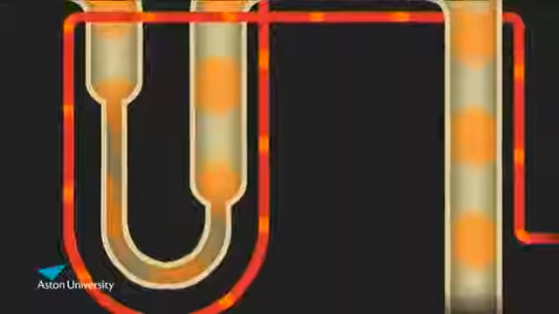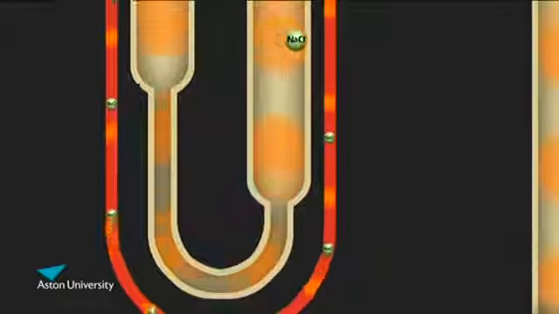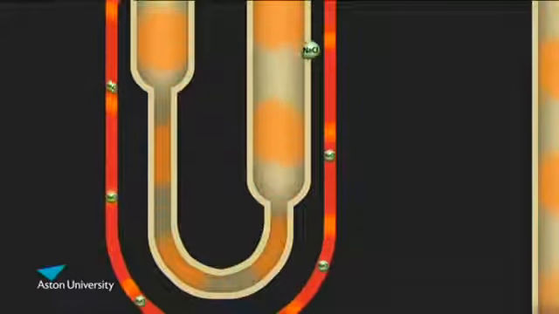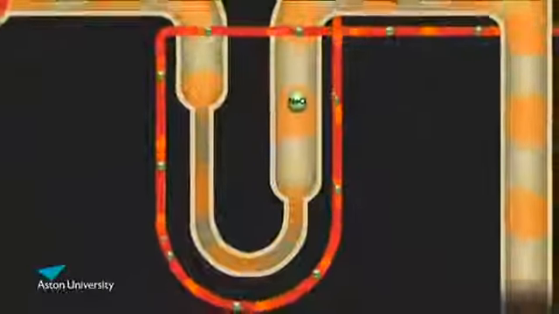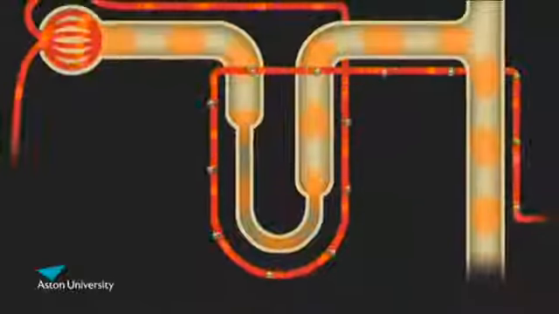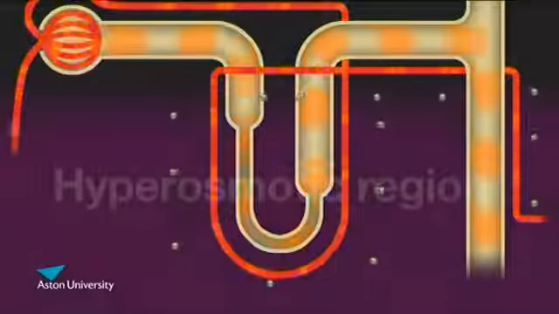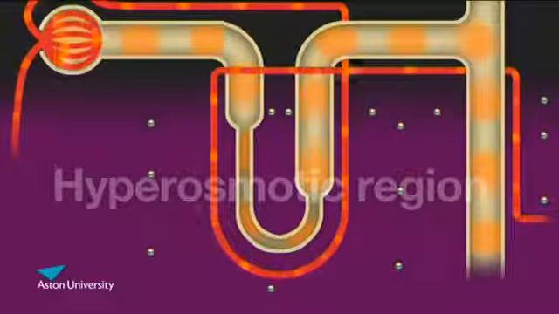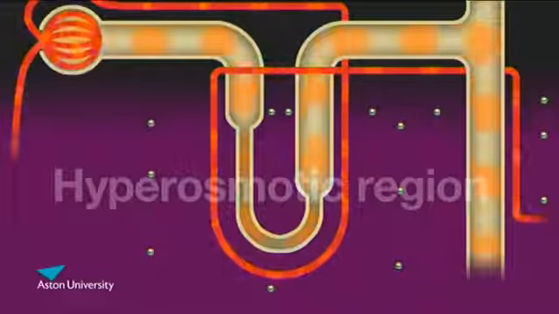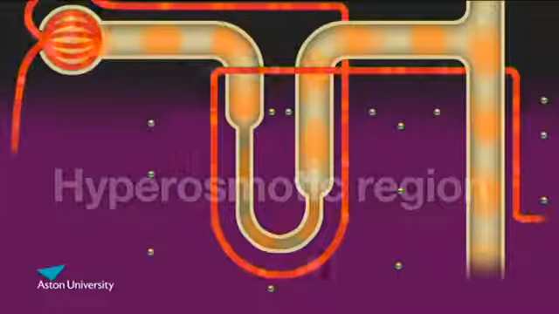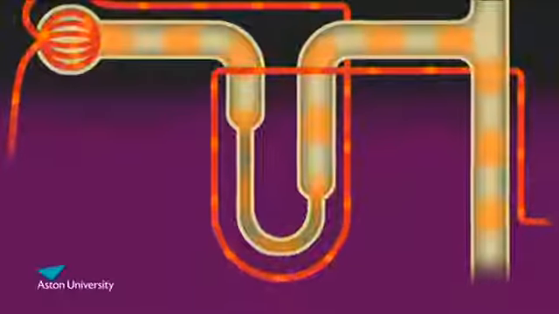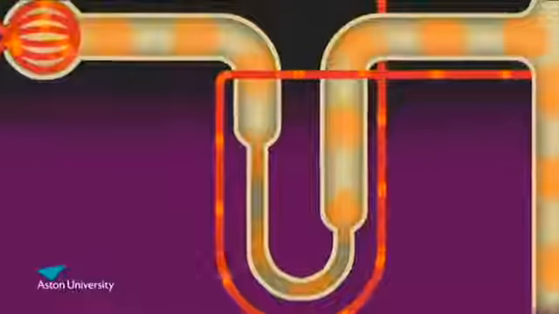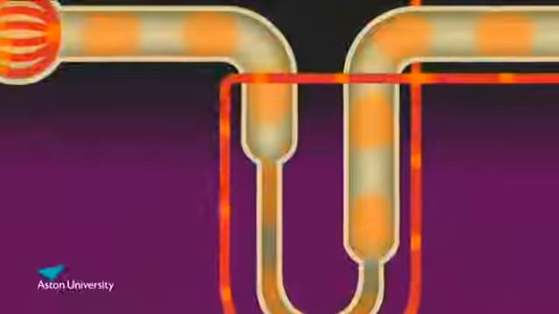The ascending limb of the loop of Henle, which is impermeable to water, pumps out sodium chloride via sodium-potassium-chloride co-transporters from the urine into the blood in the vasa recta. Blood in the vasa recta carries this sodium chloride into the medulla, making the entire region hyperosmotic. The blood, which is moving in the opposite direction to the urine in the loop of Henle, then ascends parallel to the descending limb of the loop of Henle.